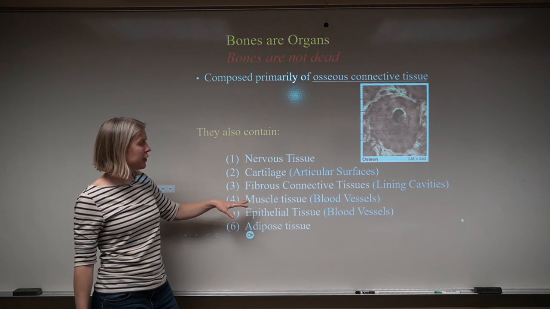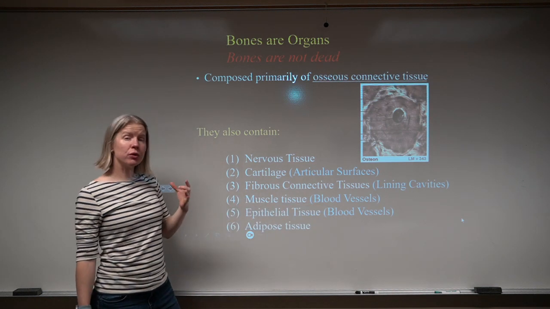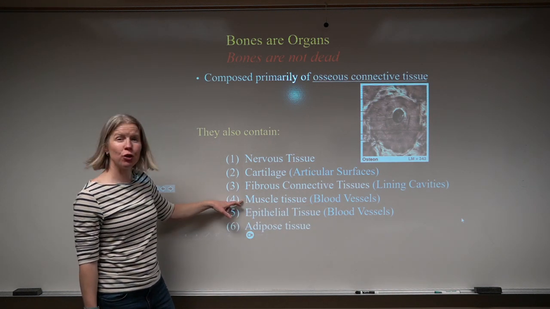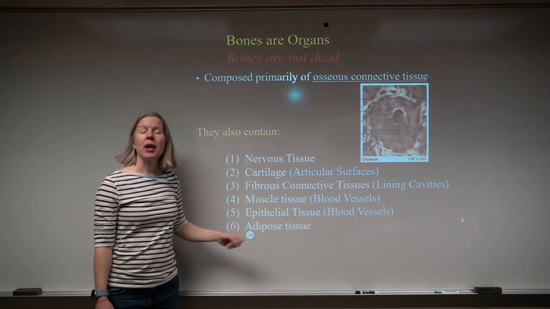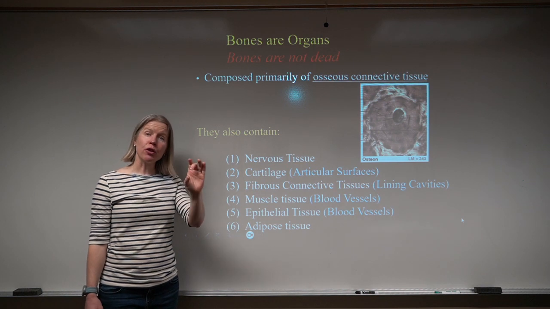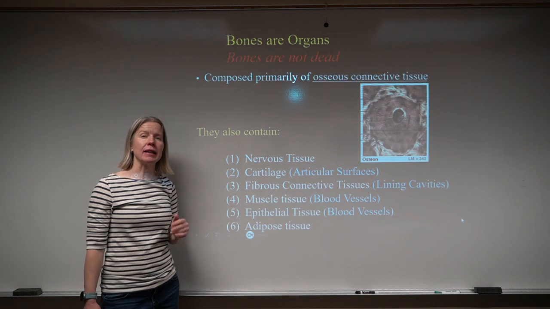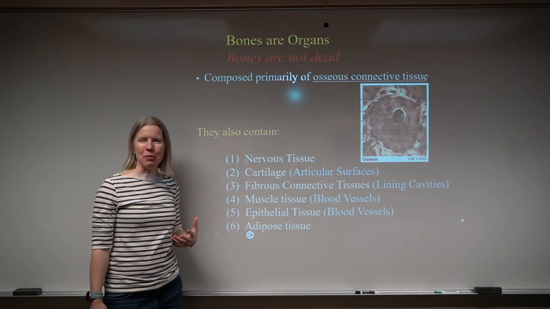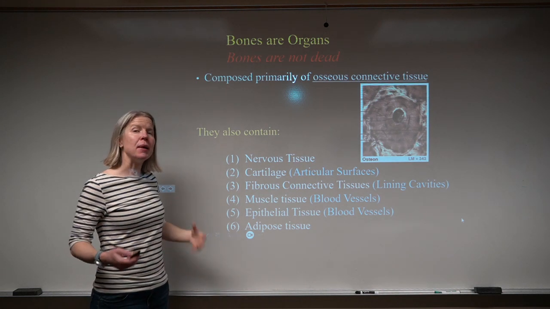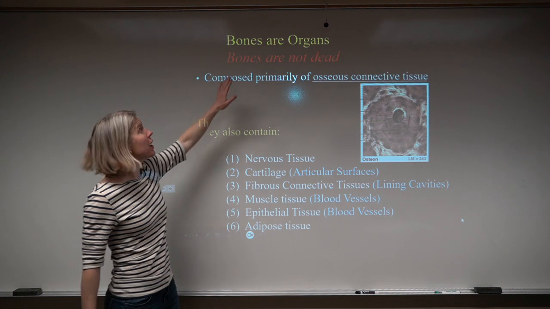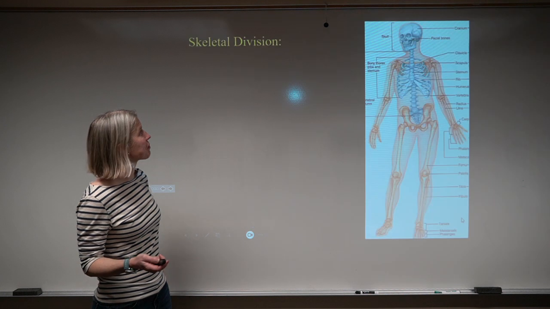We find other connective tissues. There's a rich blood supply in bone, so these blood vessels have smooth muscle in the blood vessels, as well as epithelial tissues. And then actually the center, particularly of the long bones, is hollow. It's a medullary cavity, and at least in adults, that's filled with adipose, with fat. So we're actually looking at a lot of different tissues that make up this organ that we call a bone. And again, they're not dead, that's just the way you see them at Halloween.